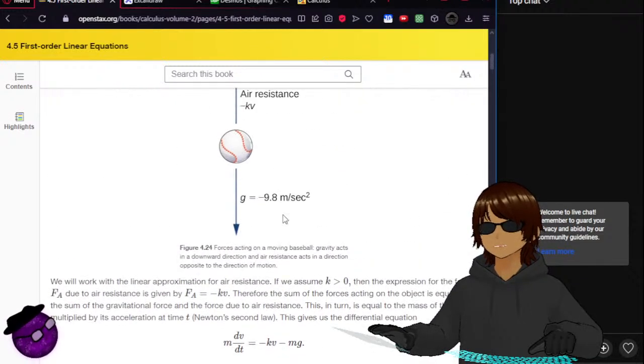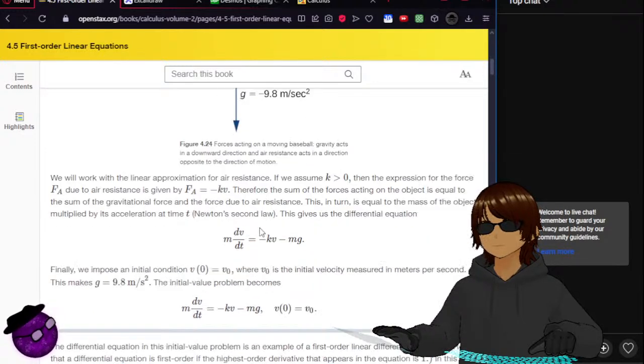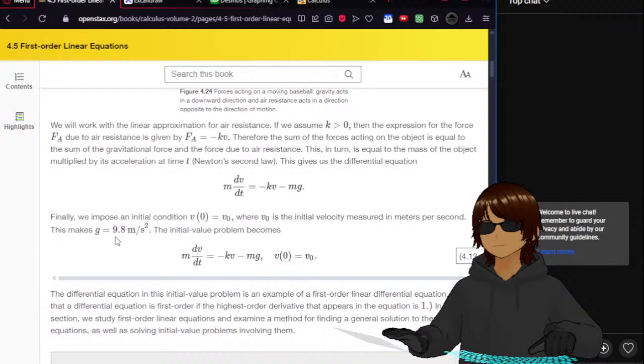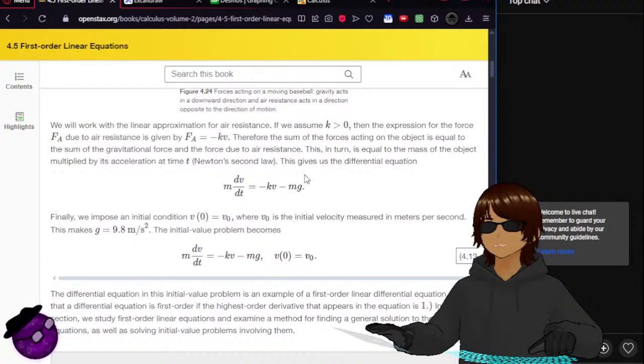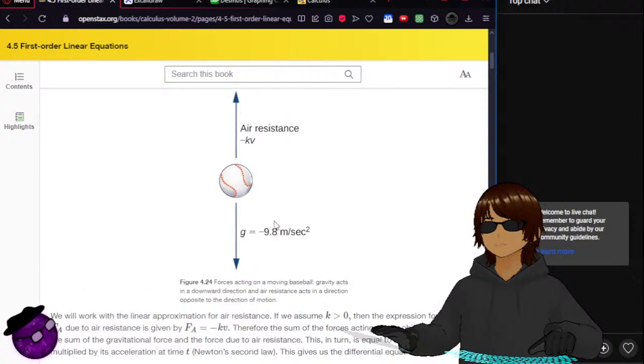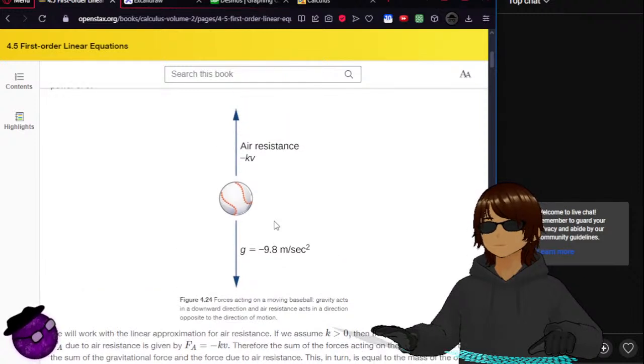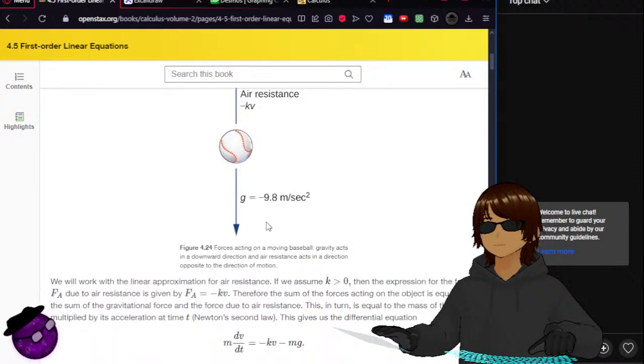Ball is falling down, right? Why is this minus mg? Why are both of them minus? Shouldn't one of them be positive and one of them negative?